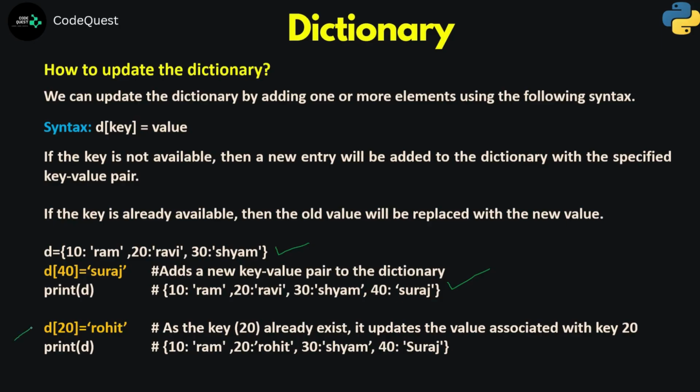Now let's say here I am trying to write D of 20 equal to Rohit. So assuming this is updated, here the key 20 is already available and the old value that we have is Ravi. Now because this key is already available, the existing value of Ravi will be removed and replaced with the new value here. So as a result, when I find out what elements are present in D right now, you can see with 20, Ravi is replaced with Rohit, and all remaining elements are intact.